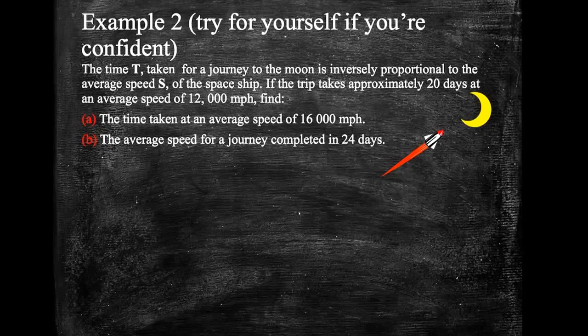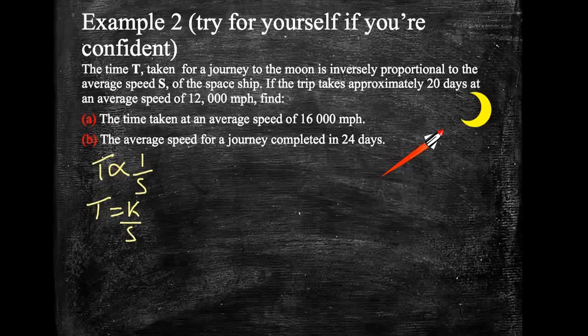The time t taken for a spaceship to get to the moon is inversely proportional to the average speed of the spaceship. So t is proportional to 1 over s. T equals k over s. Notice I haven't done anything else yet. I've not even finished reading the question in terms of the numbers involved. I've turned my first bit of my sentence into a mathematical formula here.